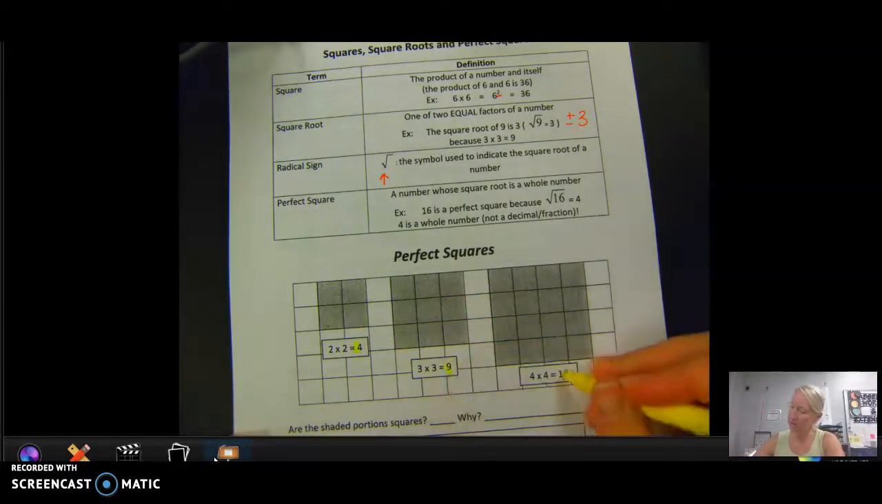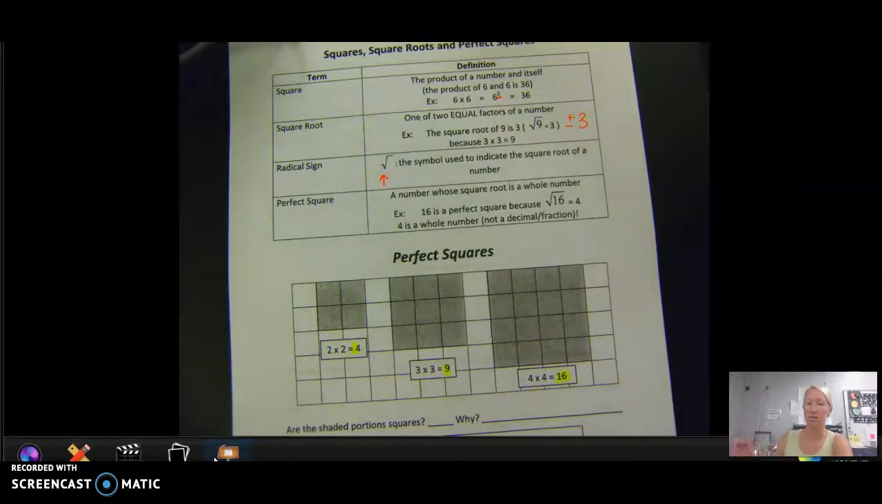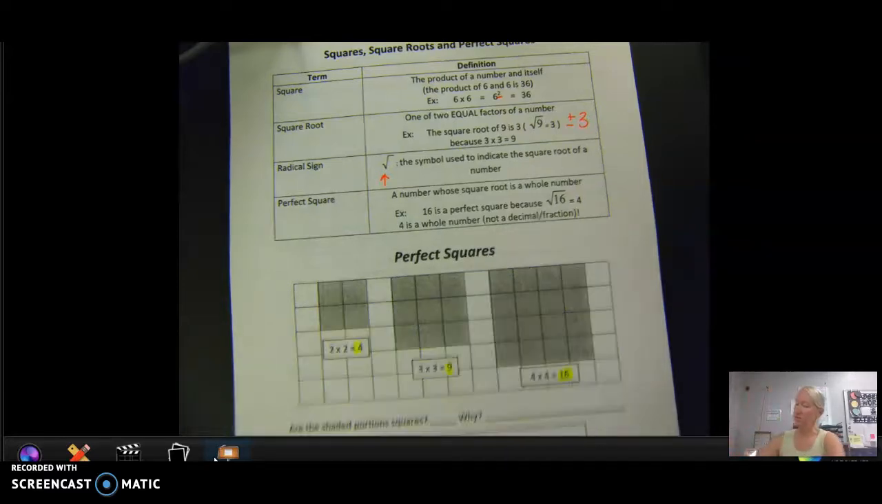4, 9, 16. What would the next perfect square be? That's 2 times 2, 3 times 3, 4 times 4, so it would be 5 times 5, which is 25. So 25 is a perfect square.